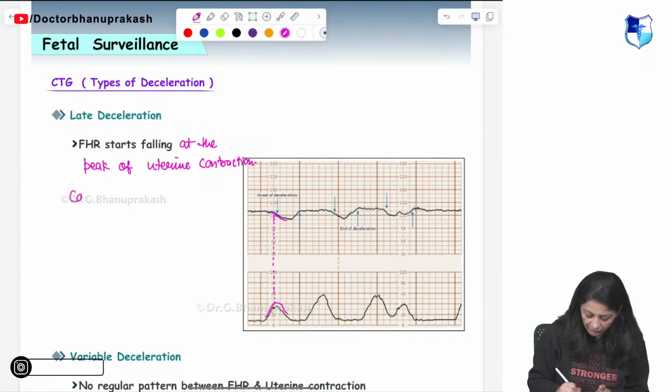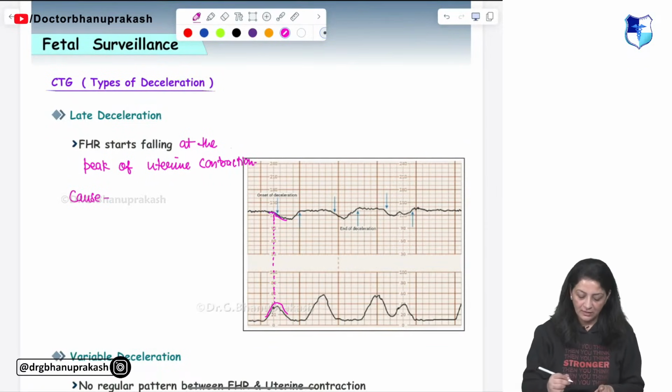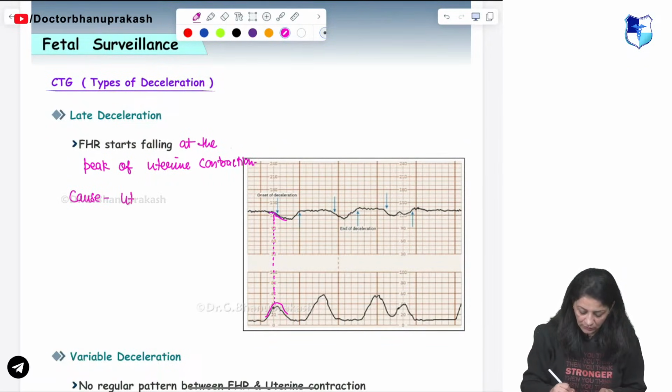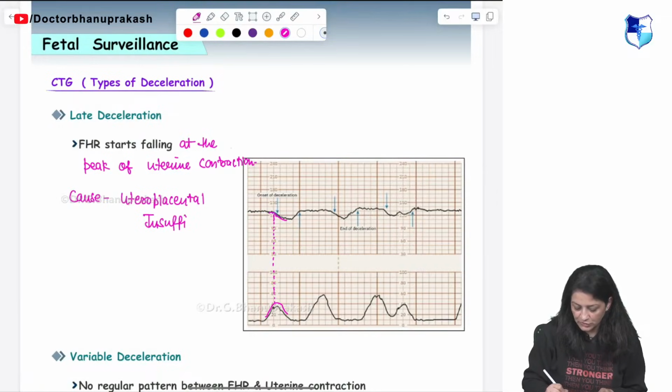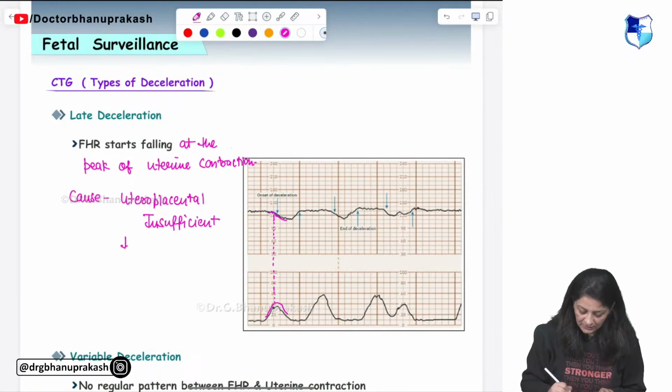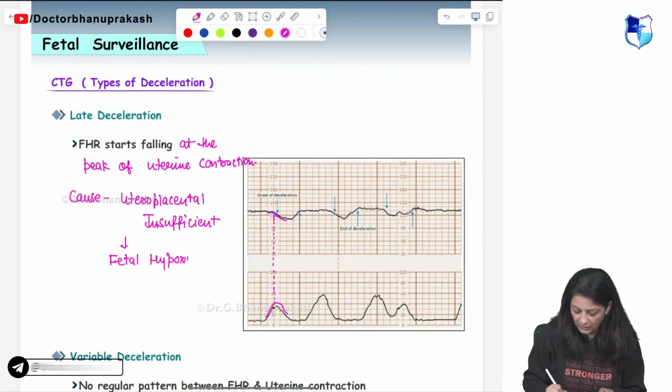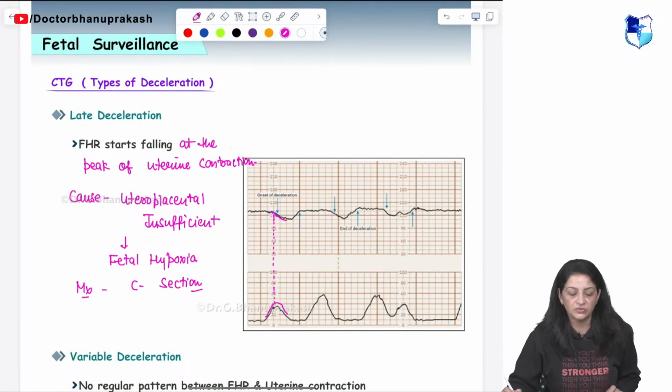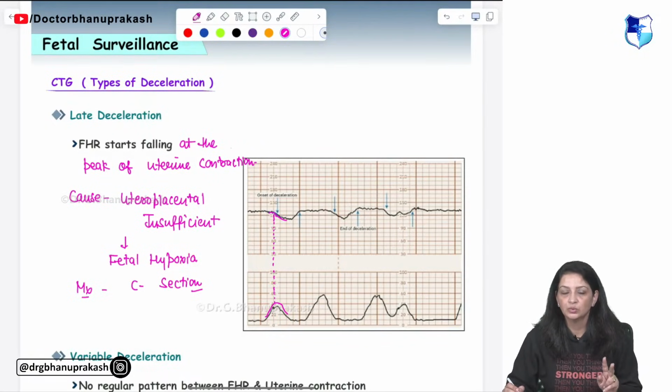What is the cause of late deceleration? The cause is placental insufficiency. It means there is fetal hypoxia. So what is the treatment? Cesarean section, in case of fetal distress. So this is type 2.